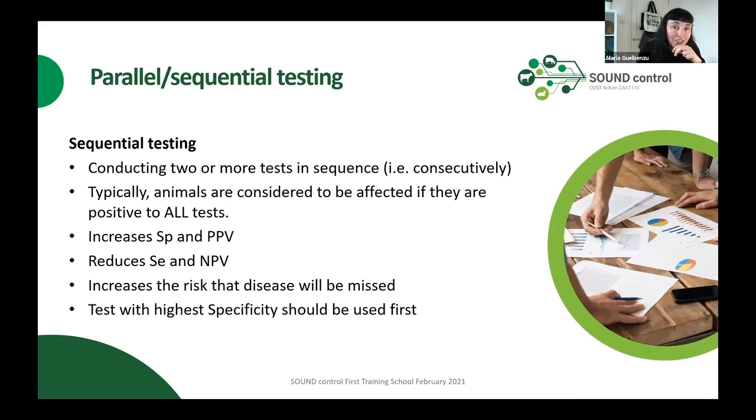But in turn, as we've seen, there is always this relationship: it reduces the sensitivity and the negative predictive value. So really, it does increase the risk that the disease will be missed. And the test with the highest specificity should be used first. This is to reduce the number of animals that you need to test again. So let's see these 2 approaches now compared.